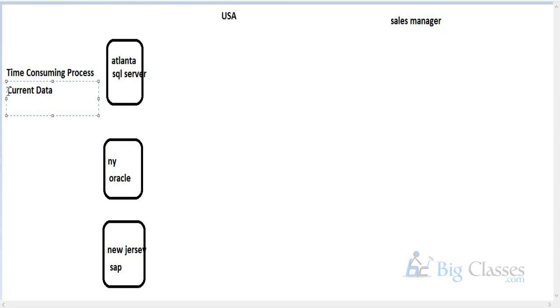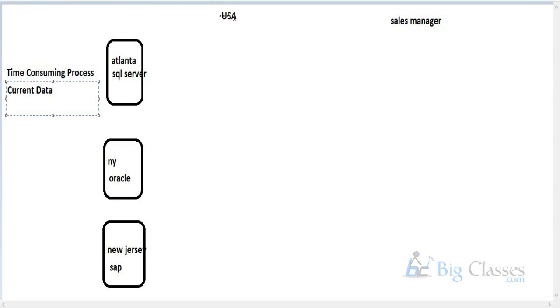If I have to compare my business across different time periods, I need the historical data. I need the past data for doing the analysis. Since I have only the current data in the OLTP systems, it is not possible for me to do the analysis when I have the data in the OLTP systems.